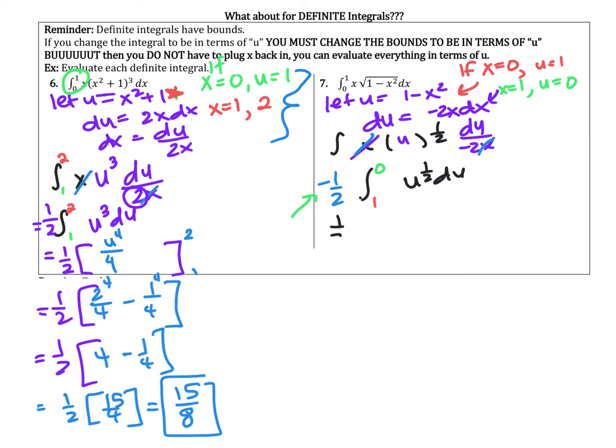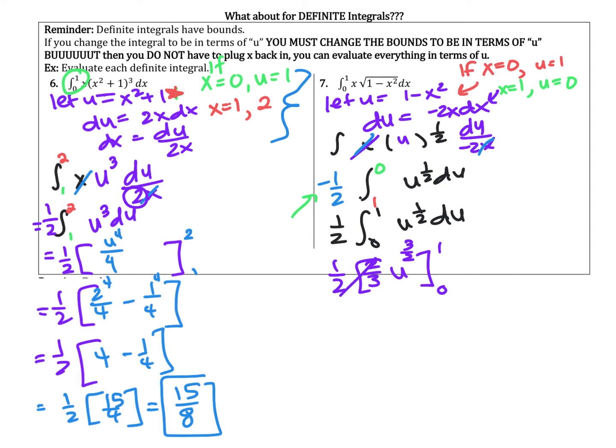So I'm going to rewrite this as positive 1/2 times the integral from 0 to 1 of u to the power of 1/2 du. And if you didn't see that, that's okay. I'm hoping that you see it now, but you still probably would have gotten to the same answer. So let's integrate. U to the 1/2 power is going to become u to the 3/2 power, and that's going to get multiplied by 2/3, and that's going from 0 to 1.